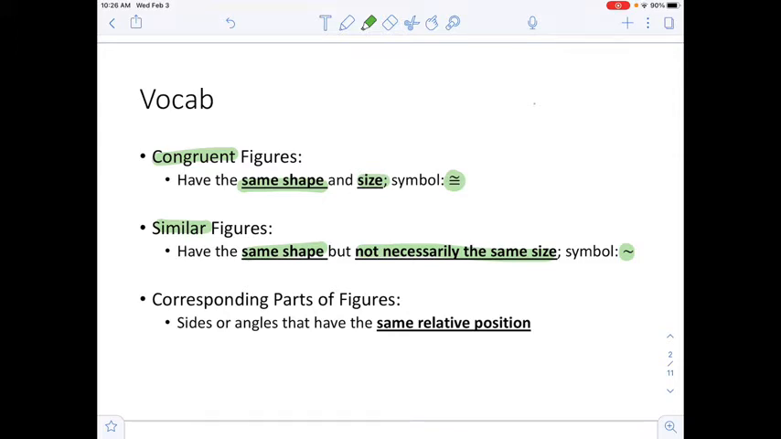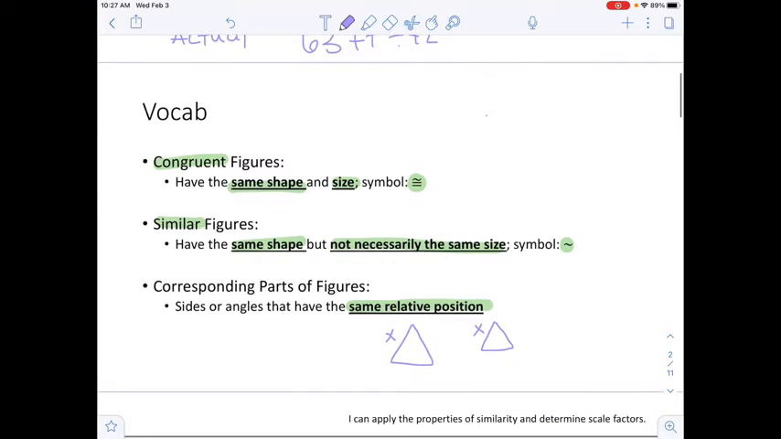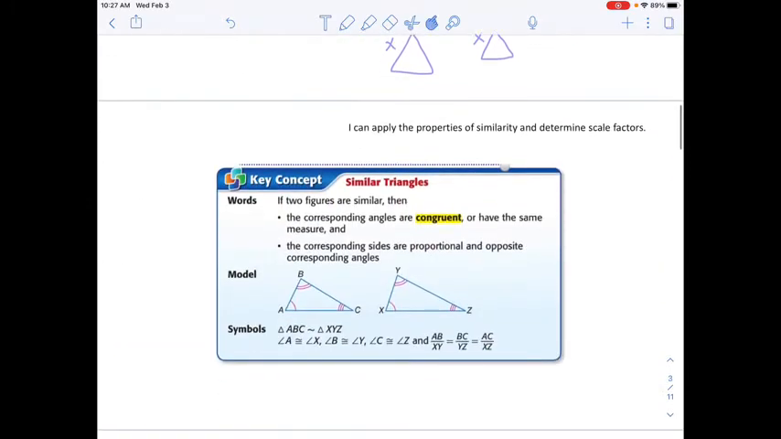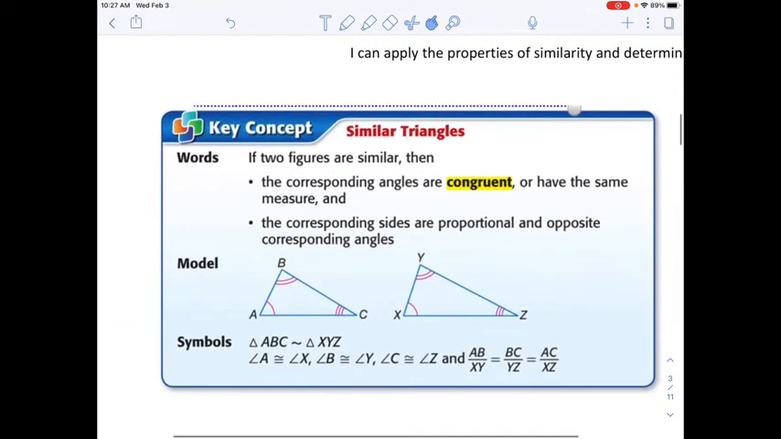And then corresponding parts of figures is sides or angles that have the same relative position. Okay, so if I were to give you two similar triangles, X on this one and X on this one, those are corresponding parts because they are the same position on the similar figures. So we're going to be talking about similar triangles.